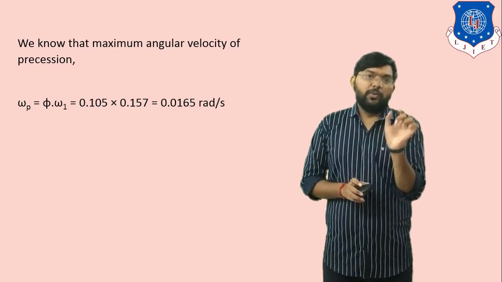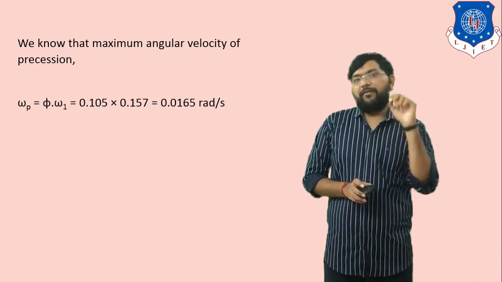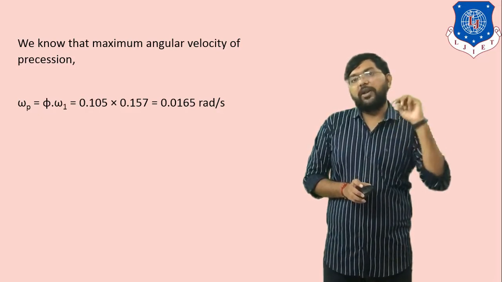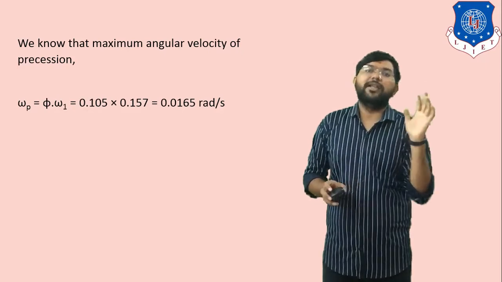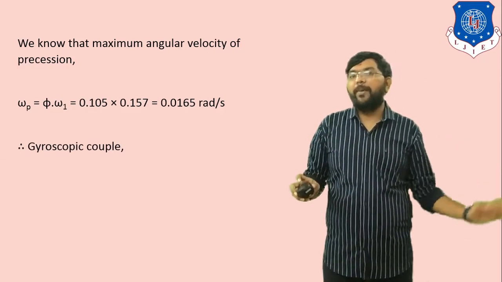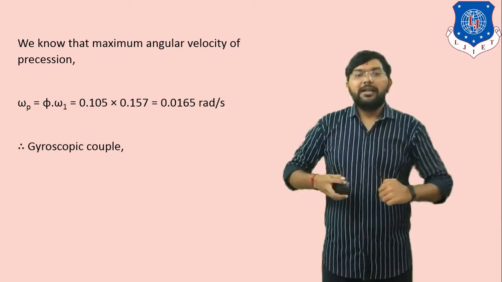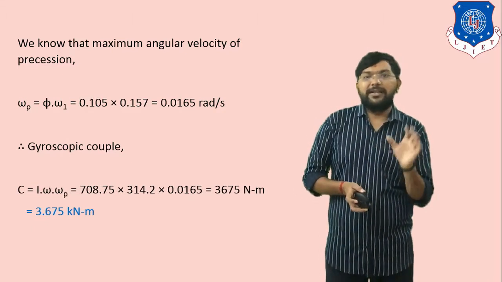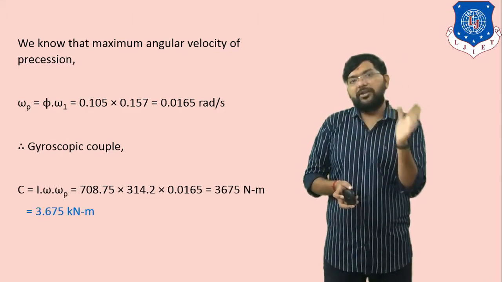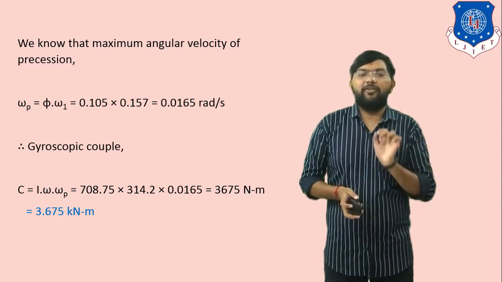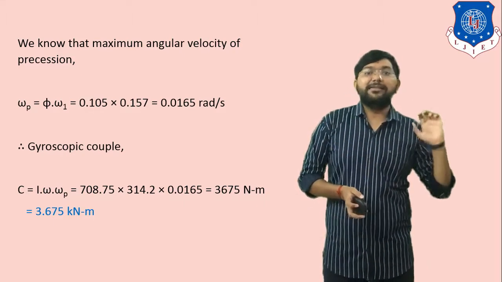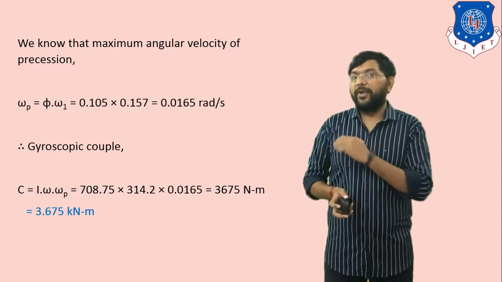Now we have three values: the moment of inertia, the angular velocity of the rotor, and the angular velocity of the axis of precession. Multiply these three values and you get the reactive gyroscopic couple for the pitching motion. The equation is I omega p. Putting in the values gives 3.675 kilonewton meter. This is the reactive gyroscopic couple.